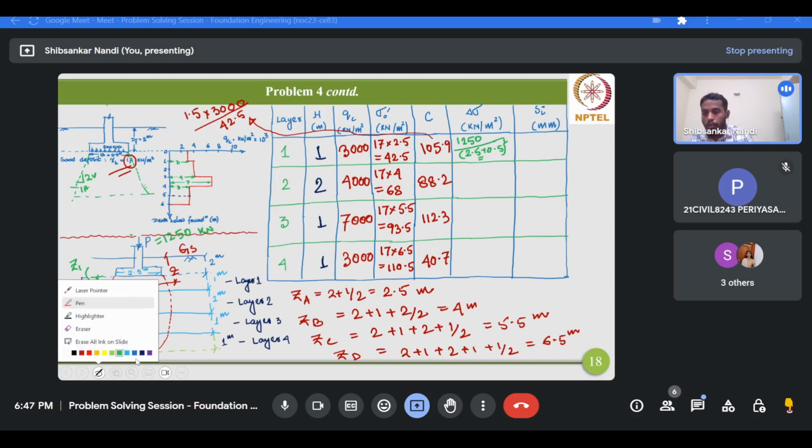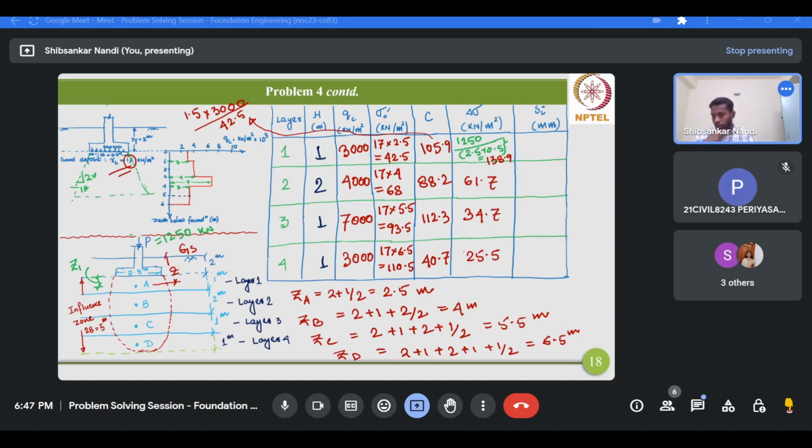So this value would be 138.9. Similarly for the remaining layers it would be 61.7, 34.7 and 25. Please correct me if I am wrong in substituting these values, because I have calculated these values beforehand. Please cross check these values.